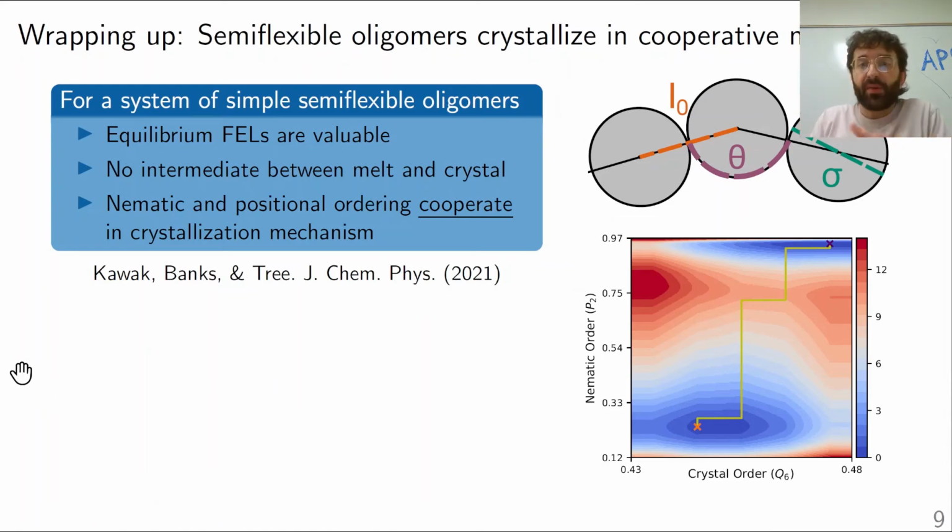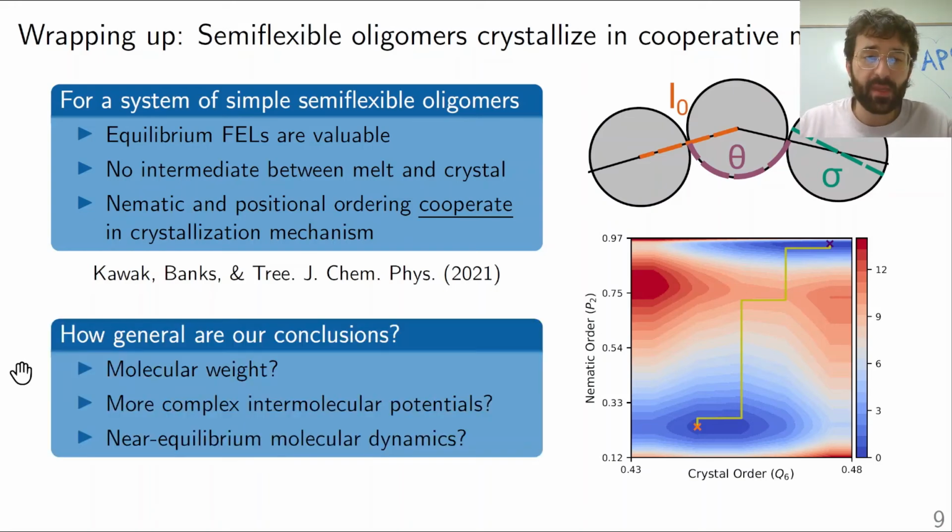So to wrap up, these semi-flexible oligomers, they crystallize in a cooperative mechanism. And I think this is a significant result, but even more significant is the utility of these equilibrium free energy landscapes that we will continue to use. What we found is that there's no intermediate between the melt and the crystal, and of course, the cooperative mechanism.